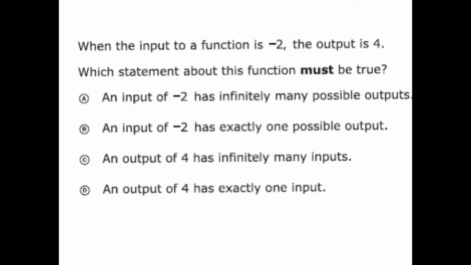So, an input of negative 2 has infinitely many possible outputs. That is not true because for it to be a function, every input can have only one output. An input of negative 2 has exactly one possible output. Well, boom. There's my answer right there. Because every x value can only have one y value, or every input can only have one output.